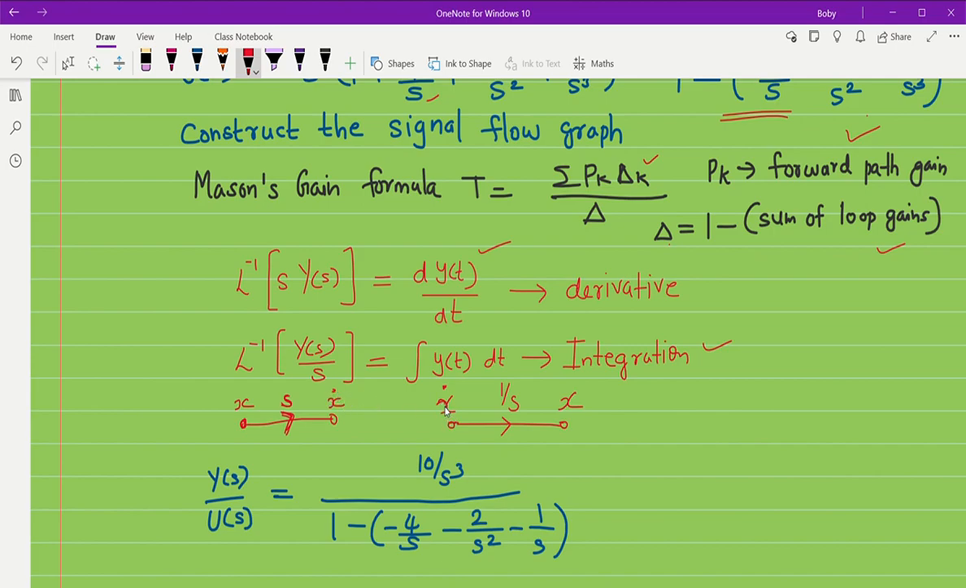Similarly, x dot is a derivative. If we want to find x from x dot, we have to find the integration, so we simply put a gain of 1 by s. We are multiplying it with 1 by s in the s domain, which indicates the integration of the input value. So from x dot to get x, we multiply by 1 by s. So 1 by s indicates the integration.